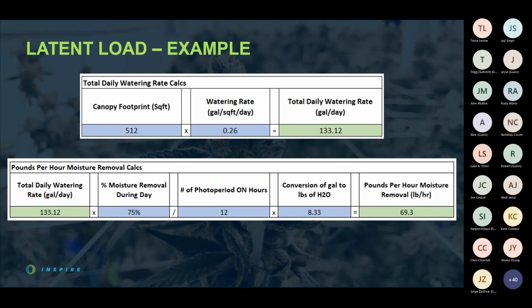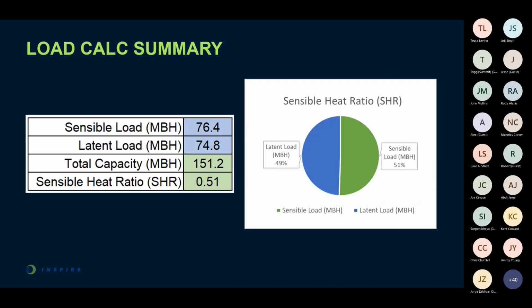So we can also convert pounds per hour to MBH, like in our sensible load, to get 74.8 MBH as well. And that is the latent load of our room in two different units, pounds per hour and MBH. And in summary, this example flower room has a sensible or cooling load of 76.4 MBH with those LEDs and a latent or dehumidification load of 74.8 MBH.